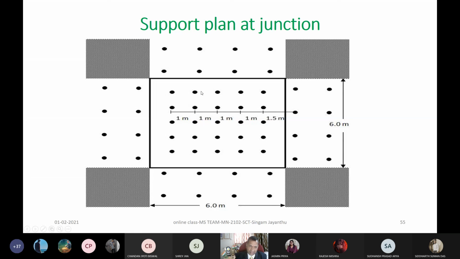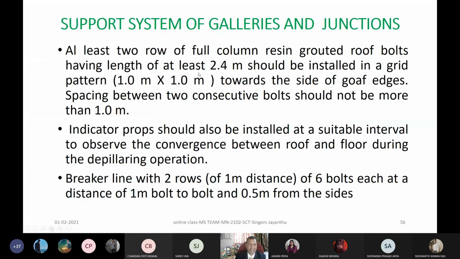But when you use it like that, it will be 5 tons per meter square, but my support requirement will be more at the junctions. That is the reason why we reduce the distance between the bolts to 1 meter. So at the junctions, it is 1 meter by 1 meter, which is what I was trying to explain to you.